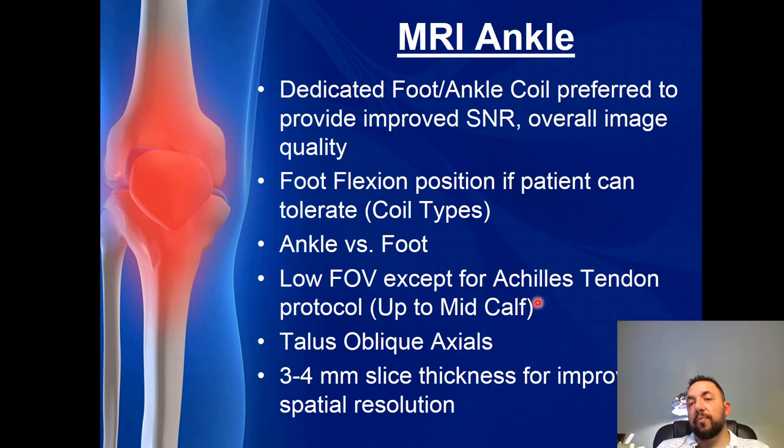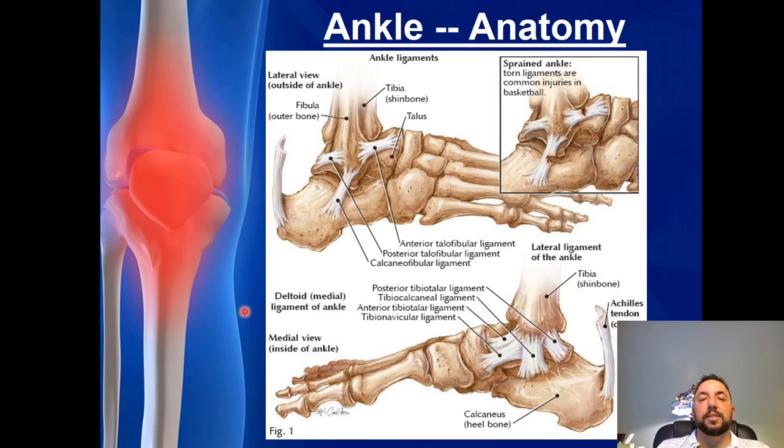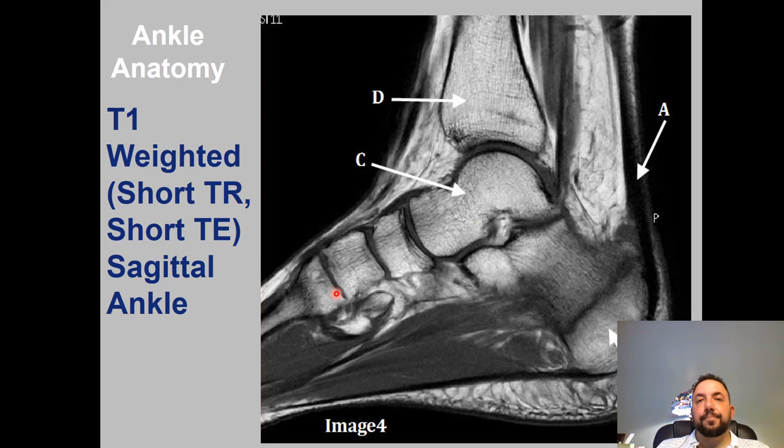Low field of view except for Achilles tendon where you have to go up to the mid-calf. Talus oblique axials, we'll show you that. And usually it's 3 to 4 millimeter slice thickness for improved detail. Again, we look at a lot of the ligaments and tendons that can be torn in ankle imaging especially.